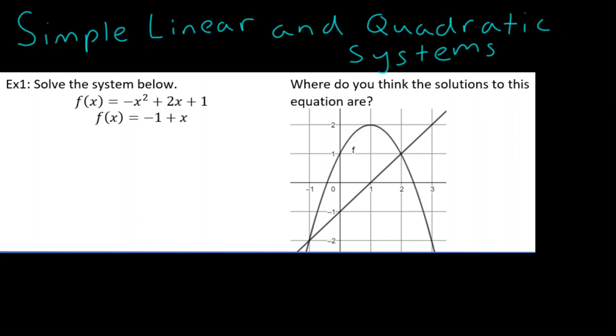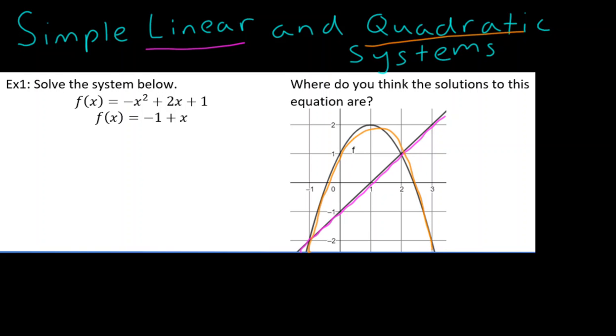Alright, and welcome to simple linear and quadratic systems. Now, let's go ahead and underline the word linear in purple. When we look at this graph that I give y'all, we know that a linear function is simply a straight line. Let me underline the word quadratic in orange. And we know that a quadratic function creates a parabola, or this U-shaped graph that we have right here.